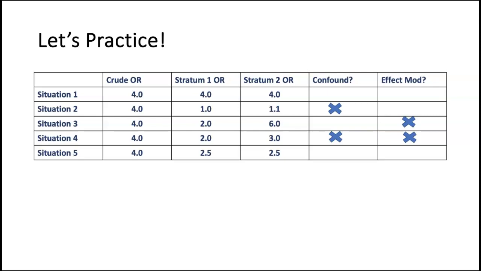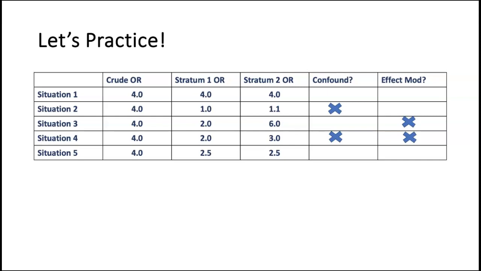Then lastly, I have a crude odds ratio of 4, and I have strata-specific measures that are 2.5 and 2.5. Given that these are very similar, they are actually the same, I would want to investigate further for evidence of the existence of confounding. I know that I don't have effect modification because they're similar to one another.